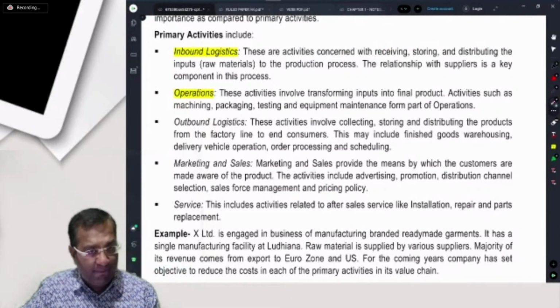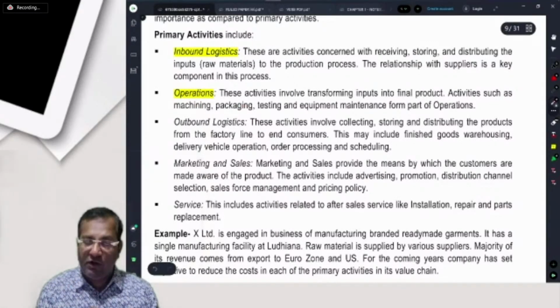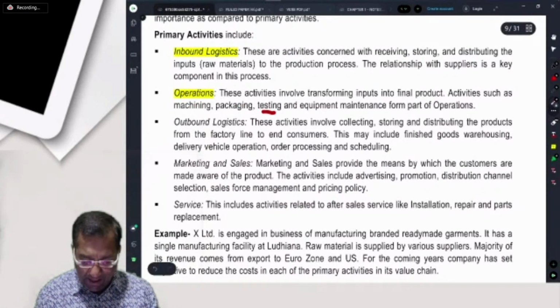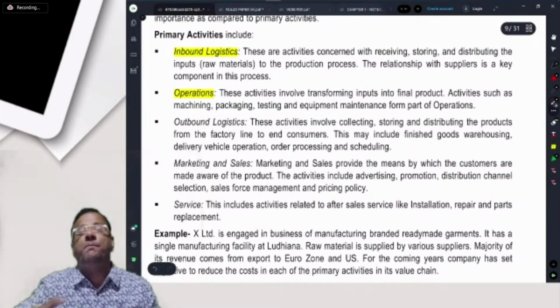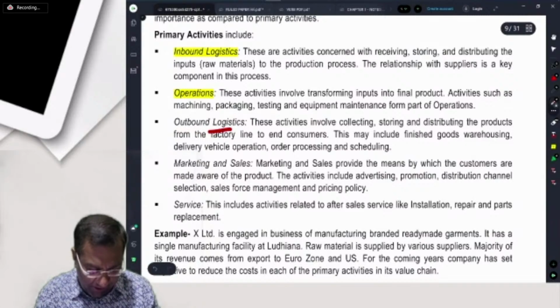The first one is receiving of raw material, storing of raw material, and distribution, that is issue of raw material to the production department. In the operation activity, the activities are machining, that is manufacturing, packaging is also covered in operation, testing and equipment maintenance will form part of operation. Okay, outbound logistic. This is inbound logistic. This is outbound logistic.